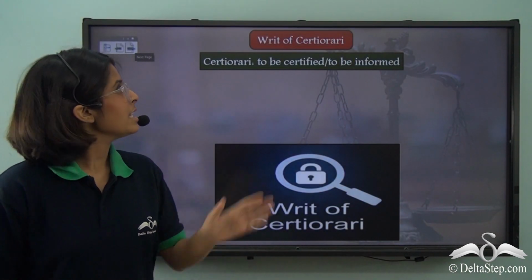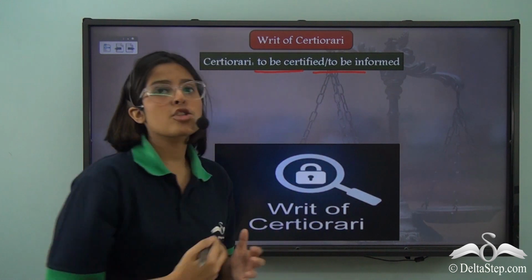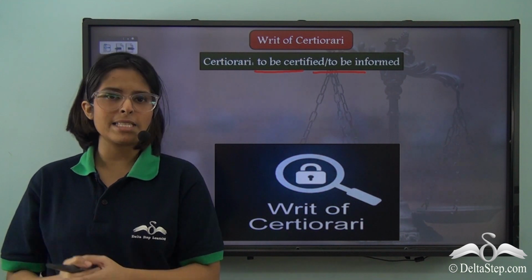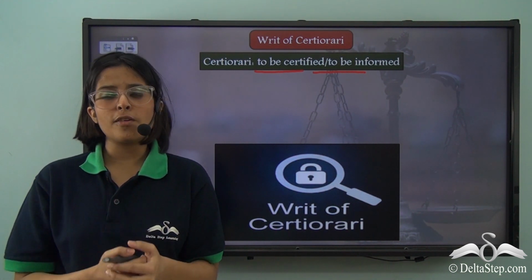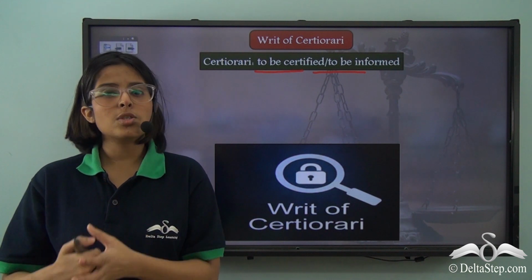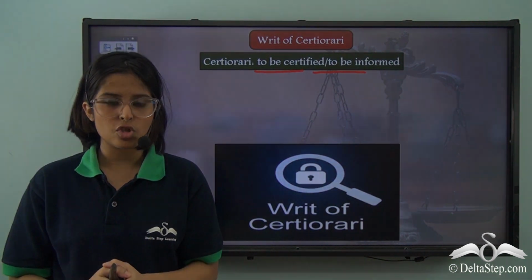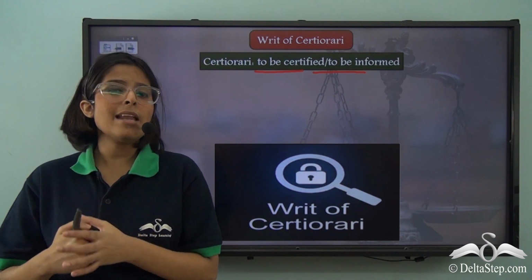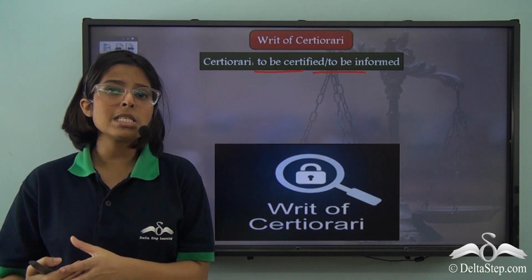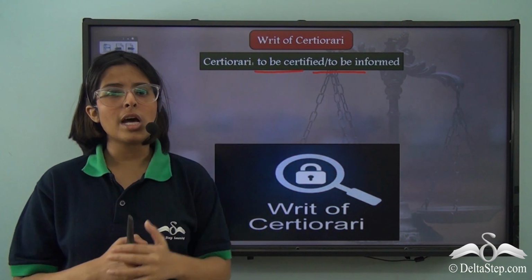Similar to the writ of prohibition is the writ of certiorari. Certiorari means to be certified or to be informed. How is it similar to the writ of prohibition? Let us understand this through the same example. So for example, the juvenile convict has already been tried at the regular court and the regular court has given a verdict. So in that case, a judgment has already been passed by a lower court which has exceeded its jurisdiction. Even in that case, the convict can file a writ petition, but of the writ of certiorari. So if the jurisdiction has been exceeded and a judgment has already been given, it is the writ of certiorari which is used.